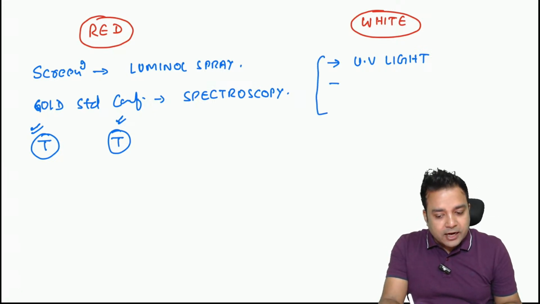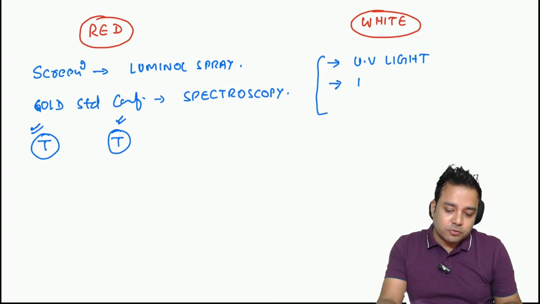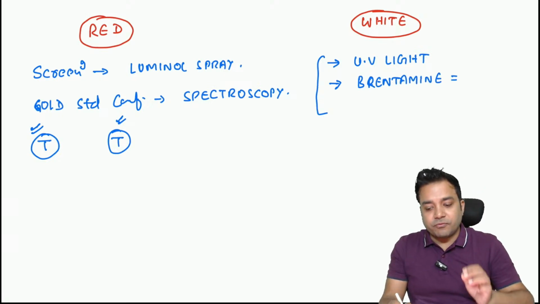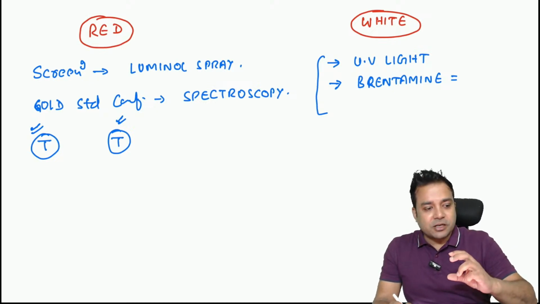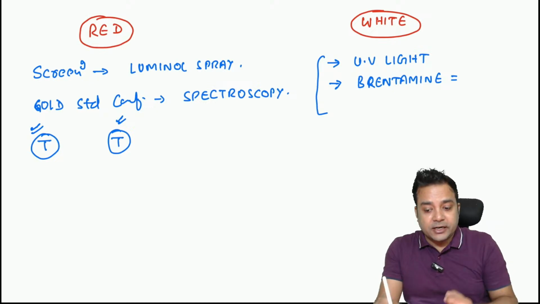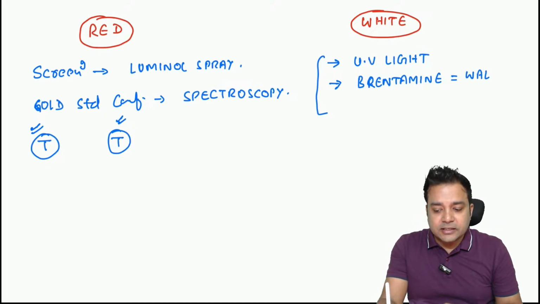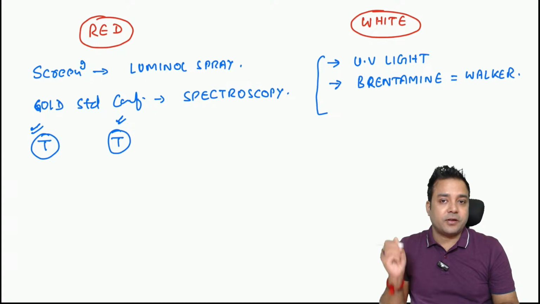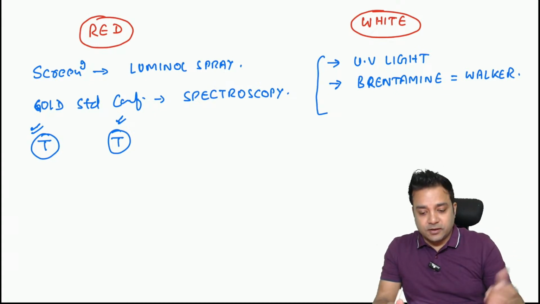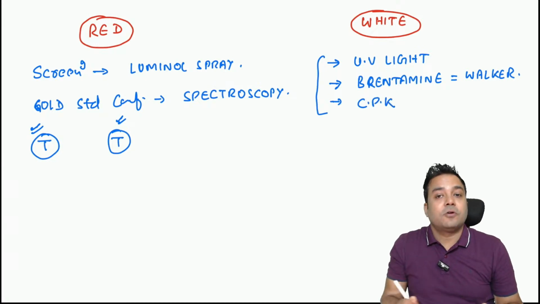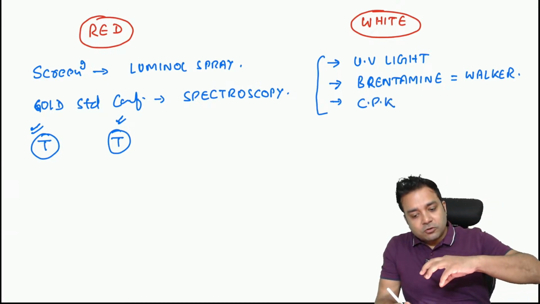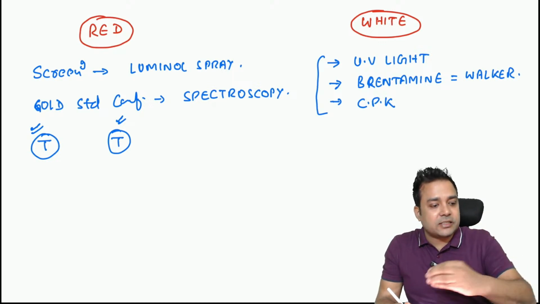यहाँ पर और भी modalities हैं screening के लिए. Here we can use Brentamin testing, which is also called Walker test, which is based on which enzyme levels in the seminal stain, which enzymes are present in high levels, which gives Brentamin test or Walker test positive. Answer is acid phosphatase enzyme. That comes from prostate. Then we can assess CPK levels also, creatine phosphokinase level. These are all used for screening a white stain sample, whether it is semen or not.